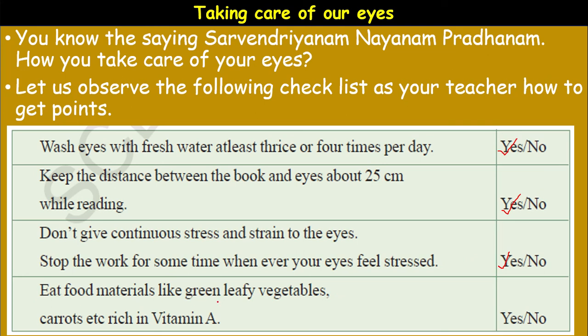So eat food materials like green leafy vegetables, carrots, etc., rich in vitamin A. In order to maintain the health of the eyes, you need to take these food materials: green leafy vegetables, carrots, red colored fruits, the papaya. They are rich in vitamin A and help your eyes to stay healthy.